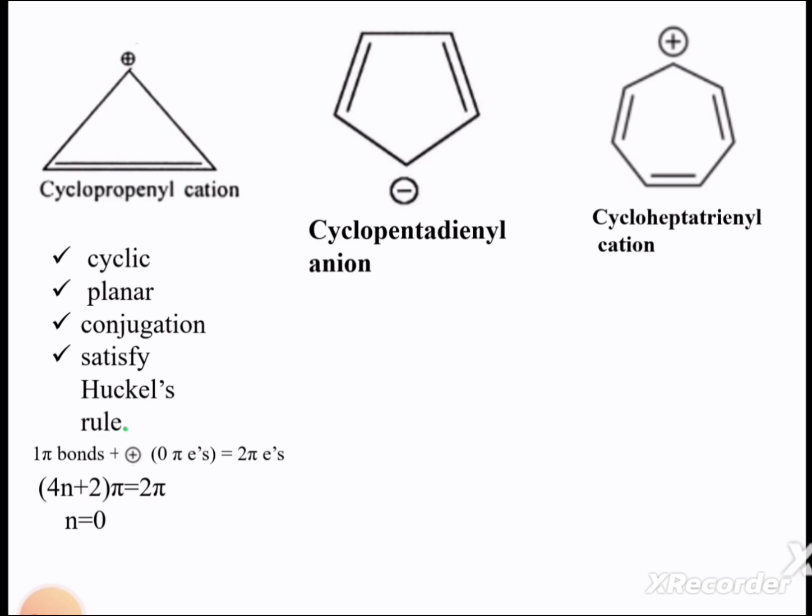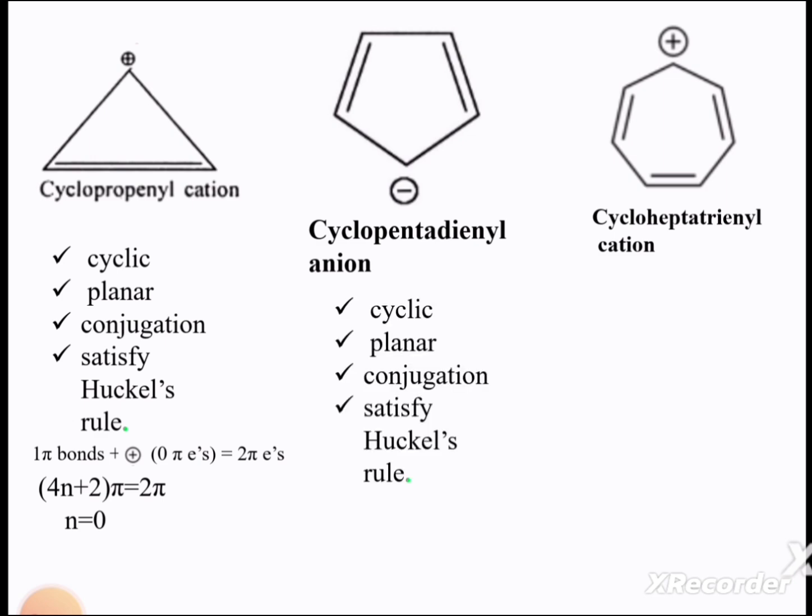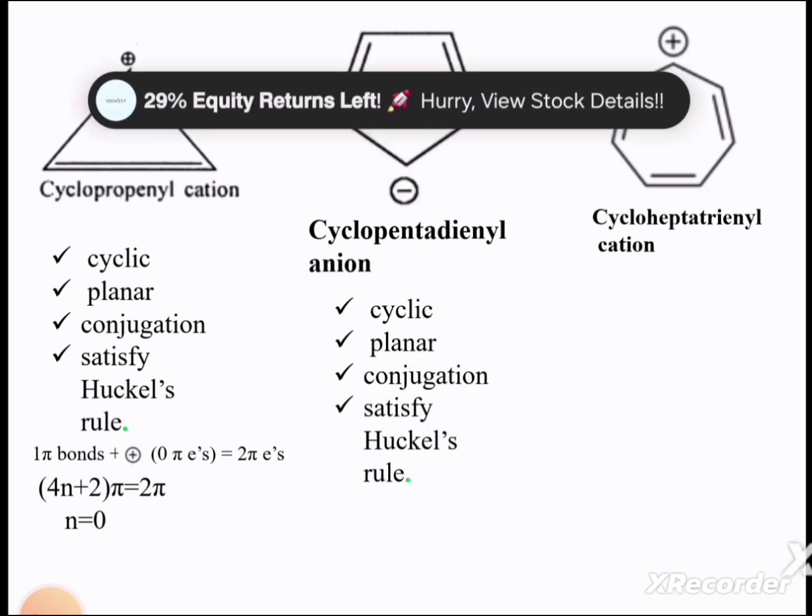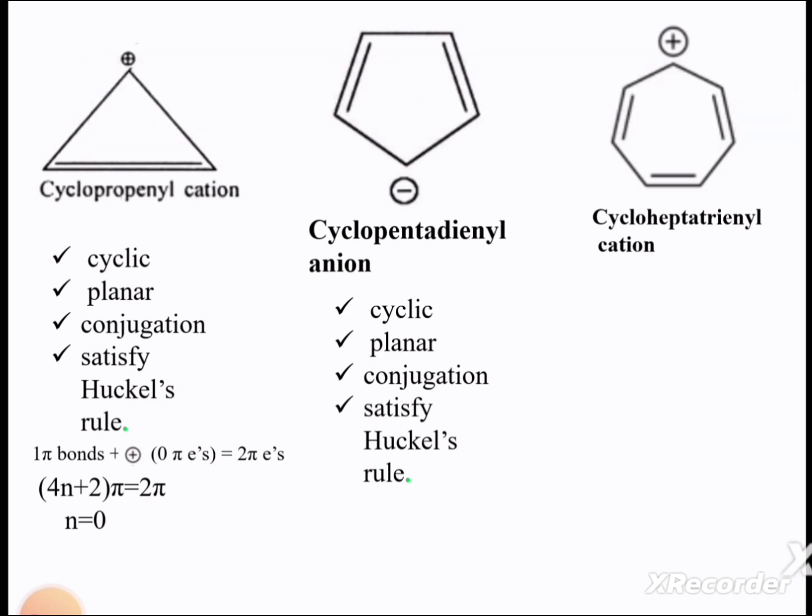Next we will go to the cyclopentadienyl anion. Listen: negative, single, double, single, double, single. So this is in conjugation. This is a 5-membered ring, and it is cyclic, planar, conjugated and satisfies Huckel's rule. 2 pi bonds give 4 pi electrons, plus the negative charge, so the total will be 6 pi electrons, and the value of n will be 1.